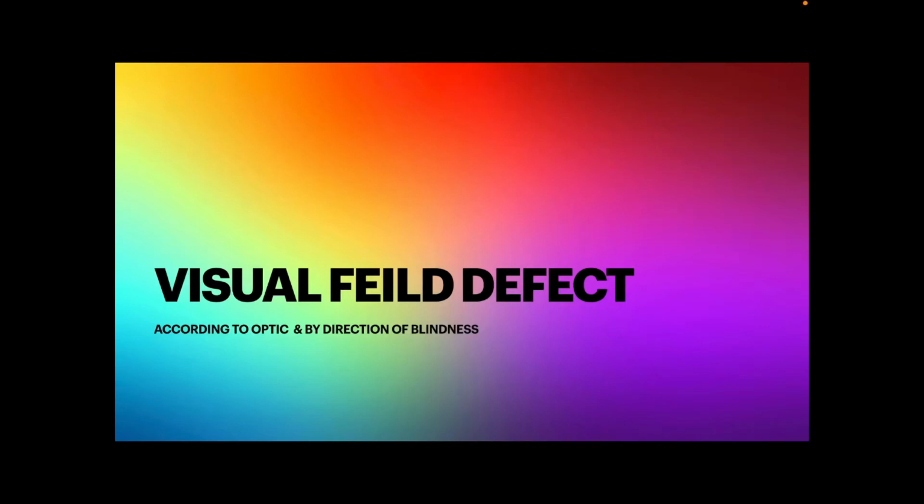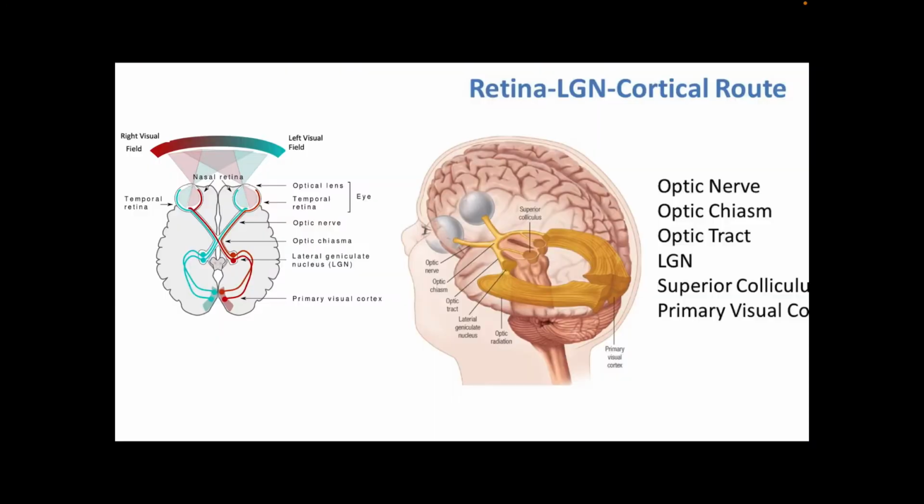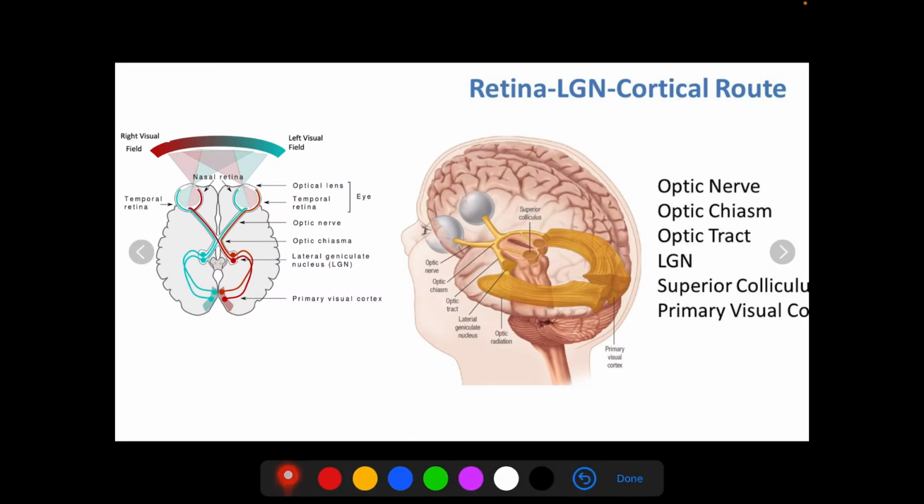Hello everyone. Today we learn an easy way to know visual field defects according to the optic chiasm and the direction of the blindness. As we know, the normal pathway of the vision is composed of the optic nerve, then the optic chiasm, then the optic tract, then the optic radiation, and then it reaches the primary visual cortex.